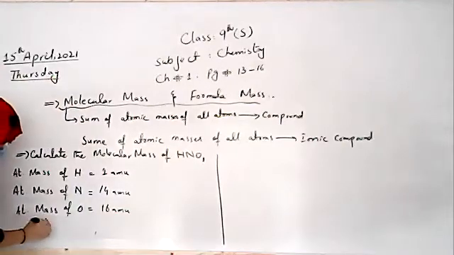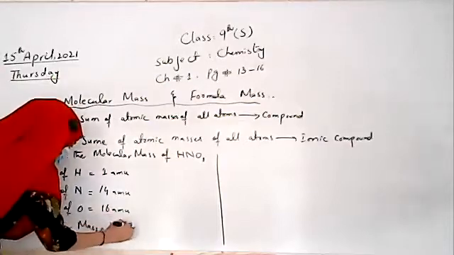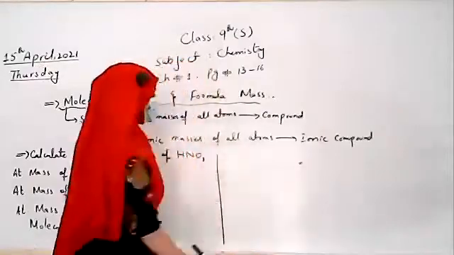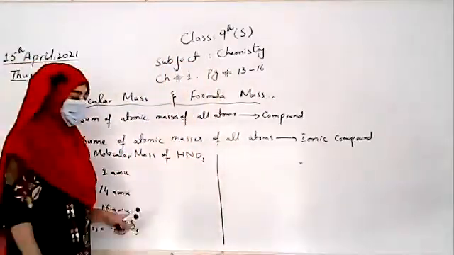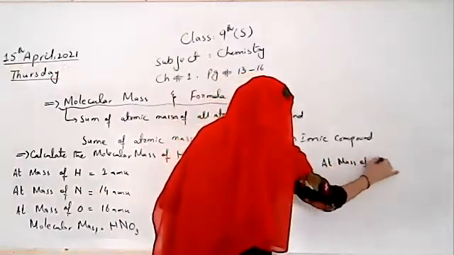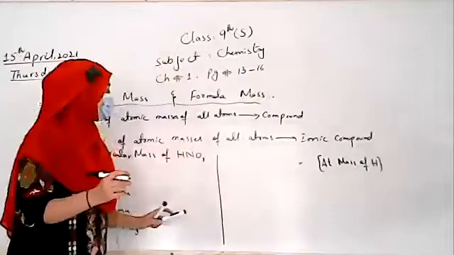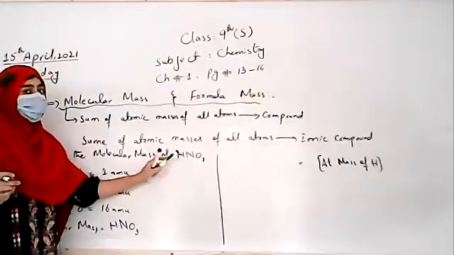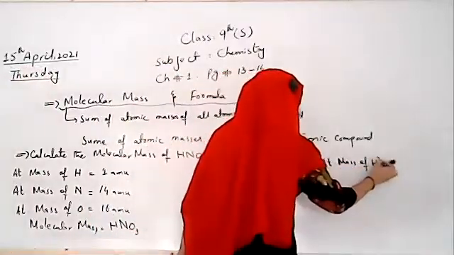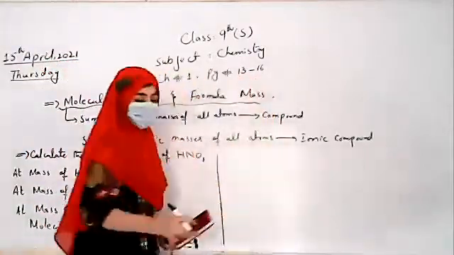The molecular mass which we want to determine is of HNO3. Now, according to the formula, the first is hydrogen. So here write the atomic mass of hydrogen, and also write the number of hydrogen atoms. In nitric acid there is only one hydrogen, so we put 1 here, plus.